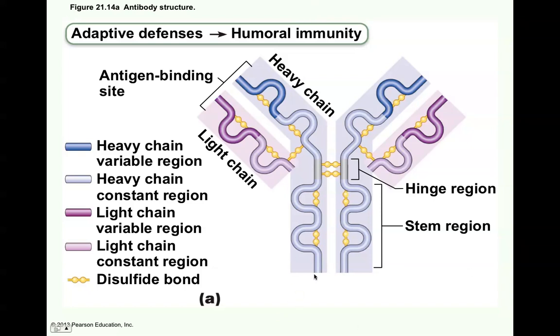Right here you've got your constant region. You've got the stem region with the hinge. Here's the heavy chain and the light chain on each side forming the Y. And so this is your basic shape. It's even showing you the disulfide bonds there, the basic Y shape that leads to the name gamma globulin.